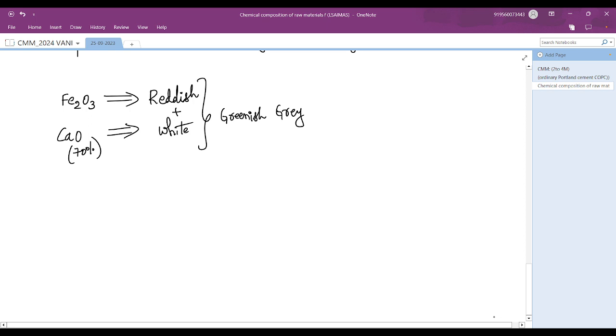This iron oxide imparts strength indirectly by fusing the correct proportion of lime and silica for the formation of calcium silicates, that is, tricalcium silicate and dicalcium silicate, right? So in the absence of iron oxide, the fusion of lime and silica does not occur properly and the strength will not develop due to the non-formation of calcium silicates. So in that way, iron oxide is contributing strength indirectly.